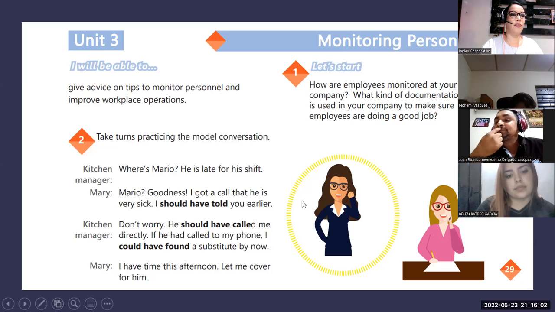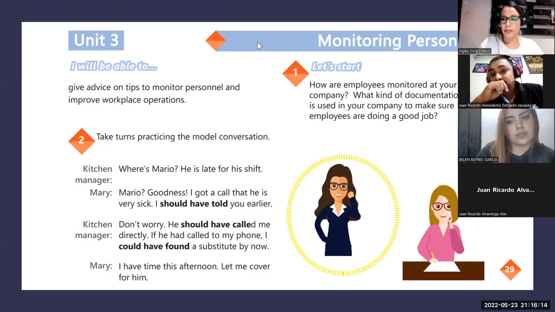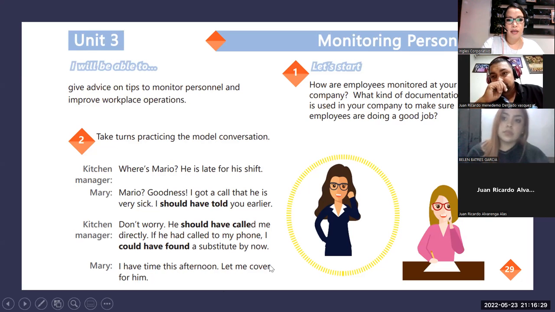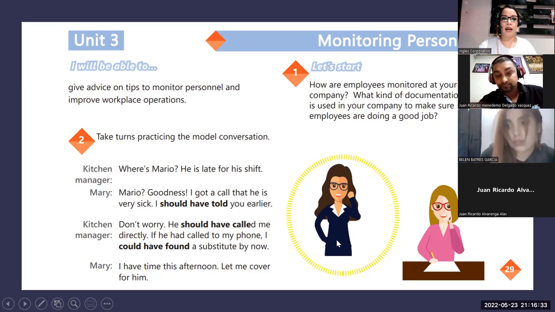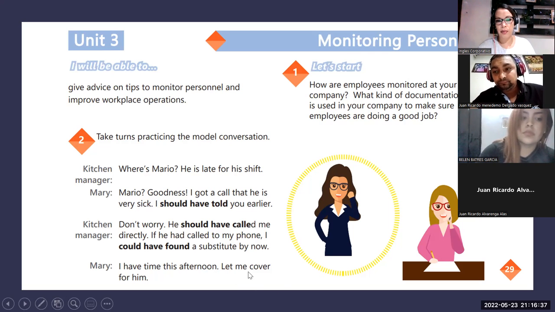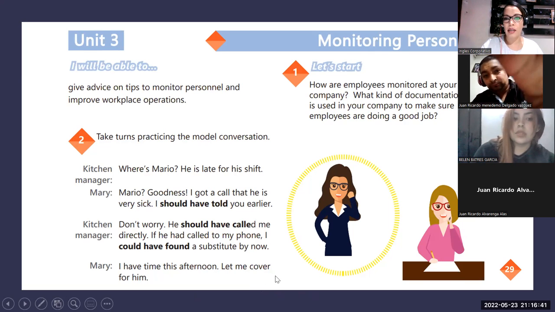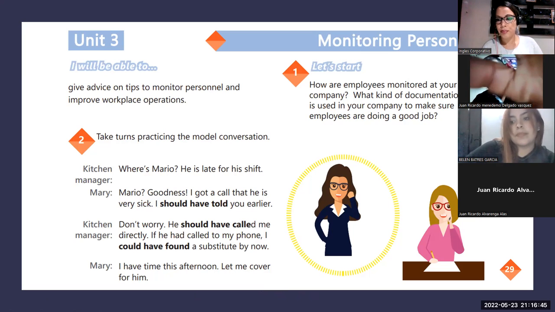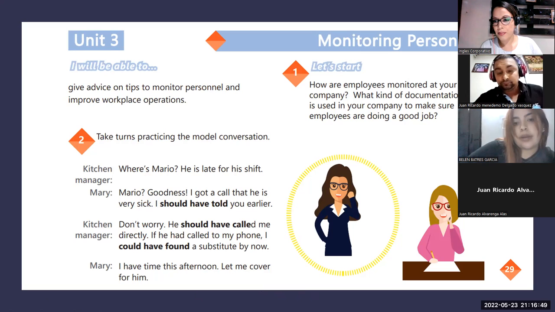Very simple, but if you have any questions, show our talk. Teacher, what is the meaning of cover? Cover es cubrir. Teacher, I have a question. Yes, Juan Ricardo Alvarenga. Could I say, let me cover him? Or is it necessary to add for? No, you can say, let me cover him, or let me cover for him, which is like acting on behalf of. The most correct way to say it is, let me cover for him. But if you say, let me cover him, that's okay. Both ways. Got it. Thank you. Teacher, what is the meaning of shift? Shift es el turno, un turno. Hablando sobre trabajo en este caso.